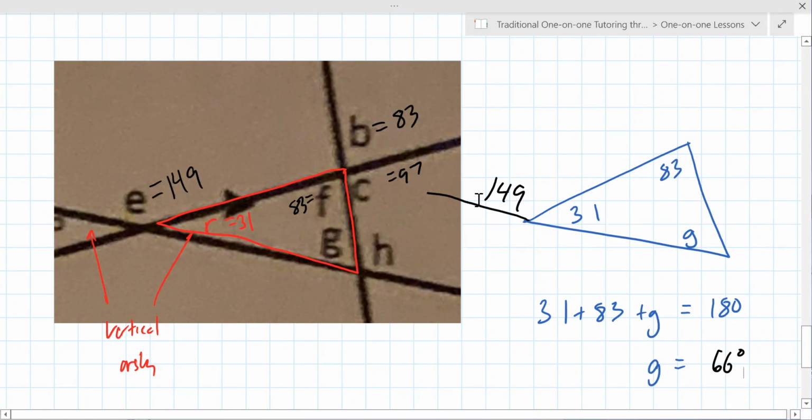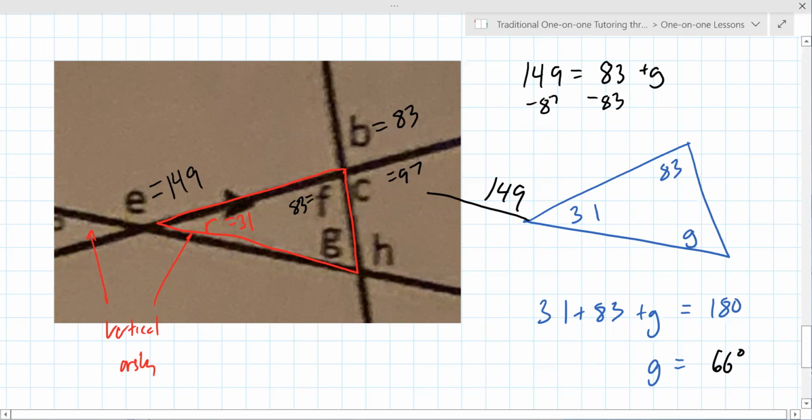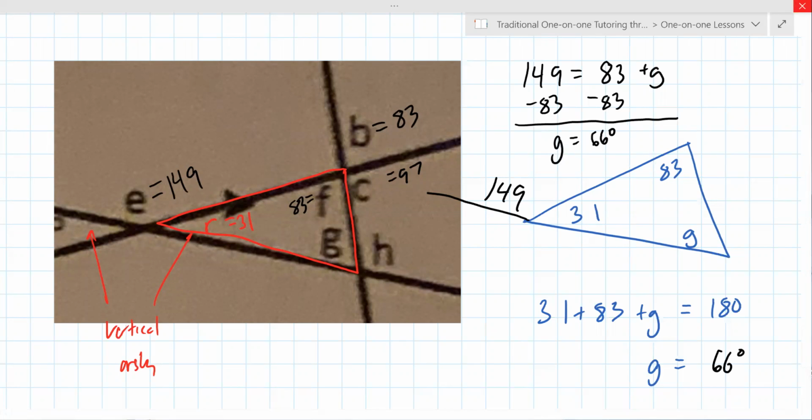Okay, so using the exterior angle theorem, 149 equals 83 plus G. So when you subtract 83 from both sides, you get G equals 66. Let me look for a couple of problems like that. 66 plus 83 plus 31 would equal 180 or 149, since we're solving for the 149 of this problem.